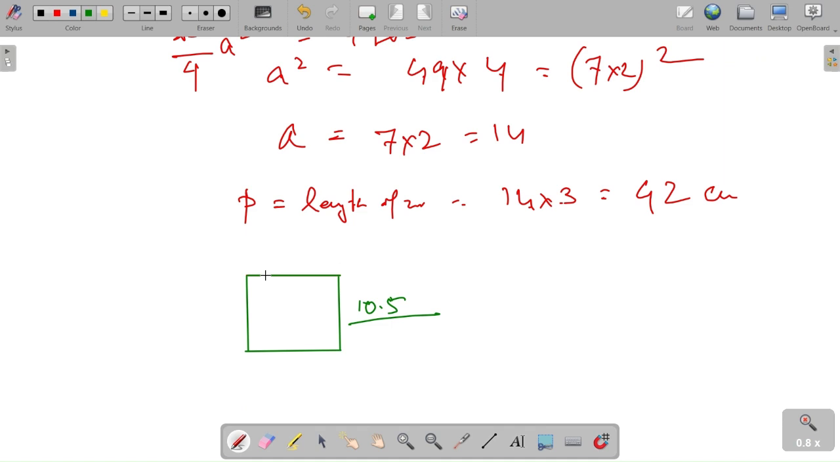So what will be the area? 10.5 square. Whatever answer comes, 100 something. It is 110.25 centimeter square.